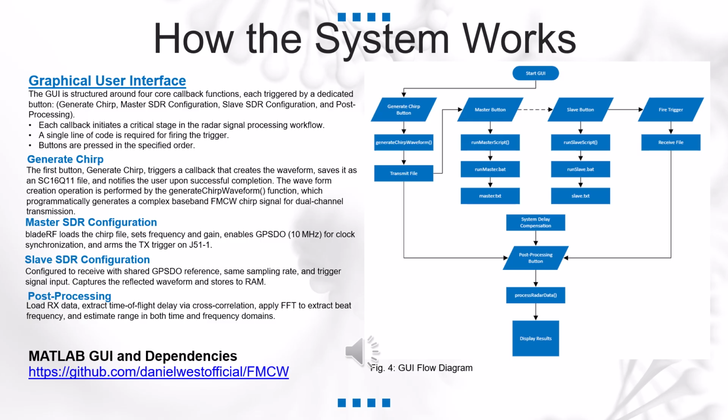The Master button launches a BladeRF command line interface script that configures the master software-defined radio. This includes setting the frequency, sample rate, bandwidth, gain, and enabling the reference clock and initializing the trigger input. The Slave button provides nearly identical configuration for the Slave software-defined radio, with the only exception being that it arms the trigger.